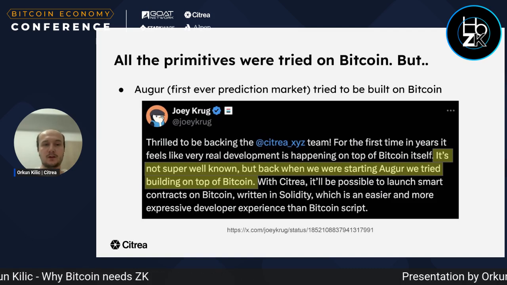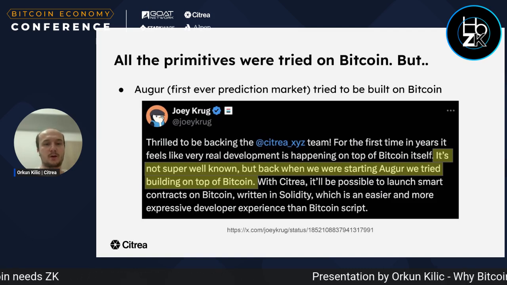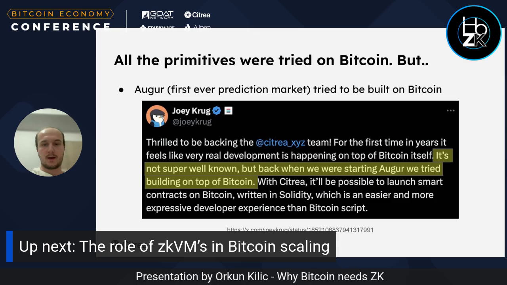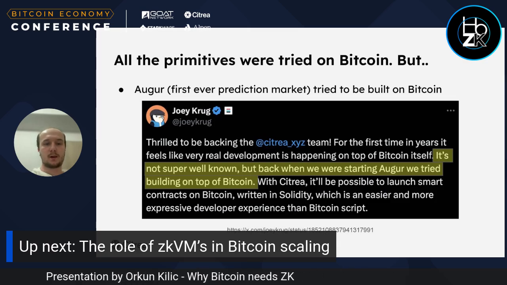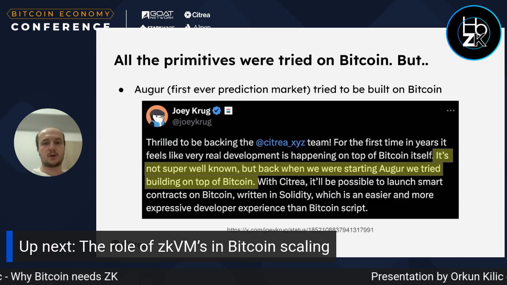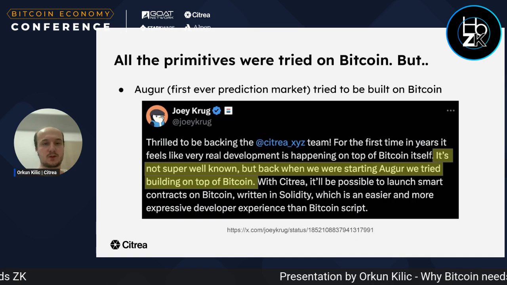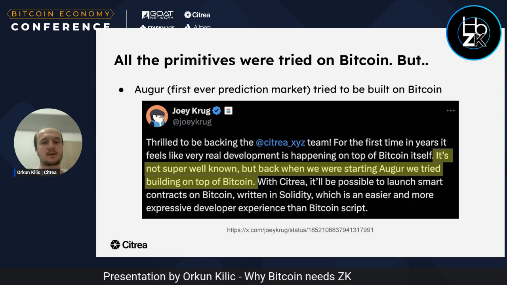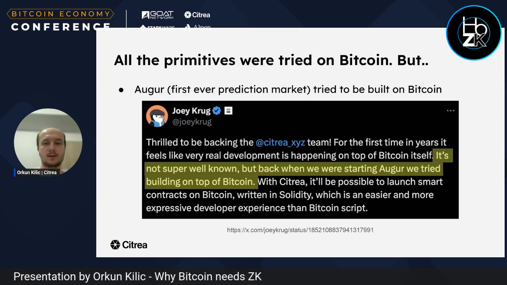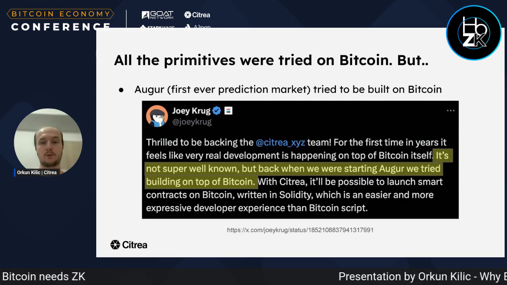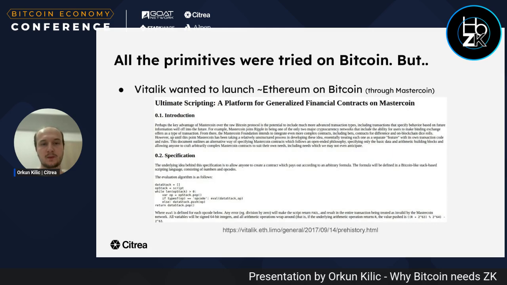But previously, all these primitives were actually tried on Bitcoin. This is a quote from Joey Krug, one of our investors. He basically stated that it's not super well known, but back when they were starting Augur, they tried building on top of Bitcoin. Augur was the first ever prediction market launched on Ethereum, and the co-founder, Joey, says that they initially started this idea to build on Bitcoin, but they couldn't because there wasn't enough tooling to do this.